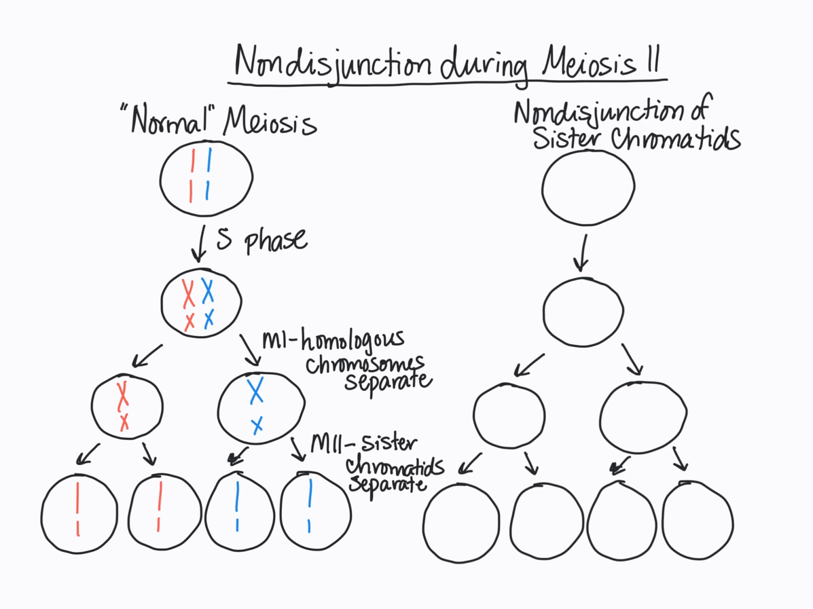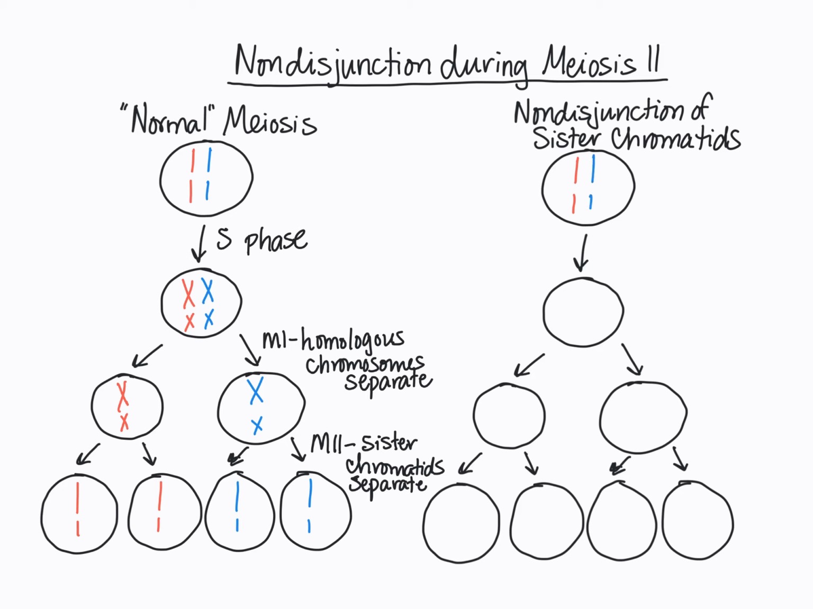So now let's take a look at what happens when non-disjunction happens during meiosis 2. So once again, I drew out the normal meiosis on the left-hand side here so that we can have that as a reference. So if we take a look at this diagram on the right, we're going to start out the same way that we do with normal meiosis.